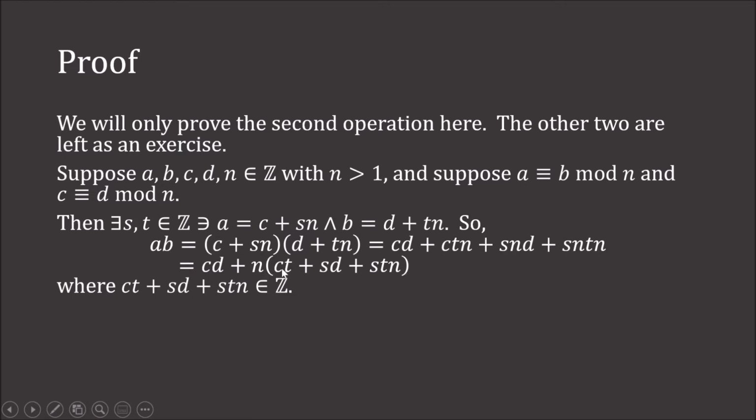This sum here is a sum of products of integers, and so would itself be an integer. So by the equivalent statements, this means that ab is congruent to cd mod n. That is what we wanted, and so the proof is complete.